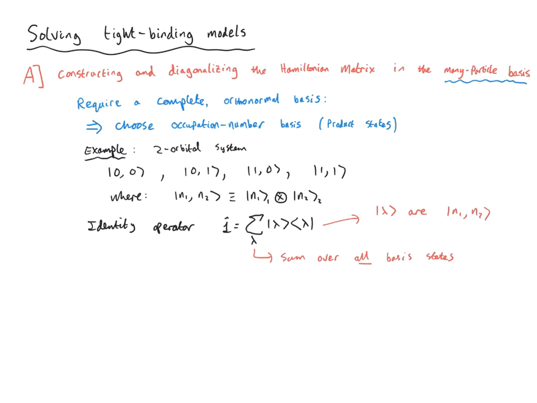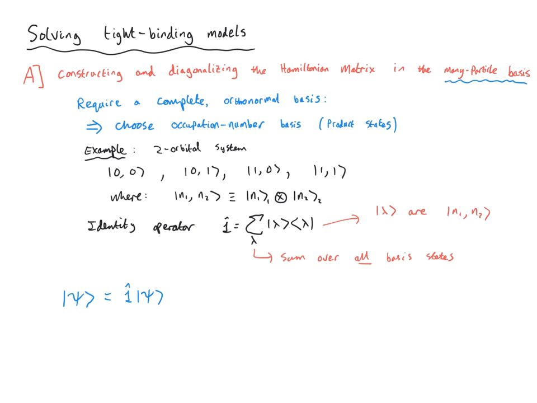So let's say I have some arbitrary state psi, which could be, for example, the eigenstate of some Hamiltonian. I'm not saying this is a product state or a basis state, this is just some arbitrary state. This state psi is obviously equal to the identity operator acting on the state psi. That's what the identity operator is. It basically just multiplies it by 1.